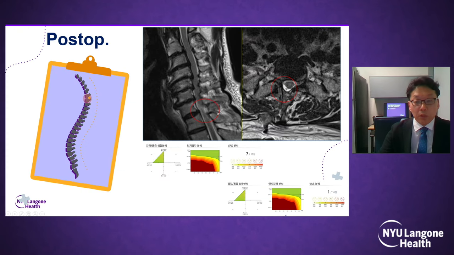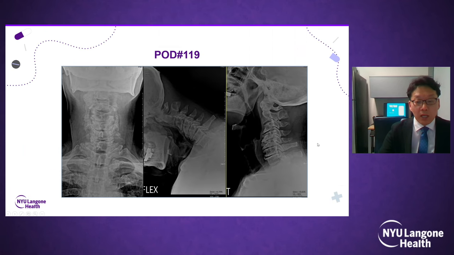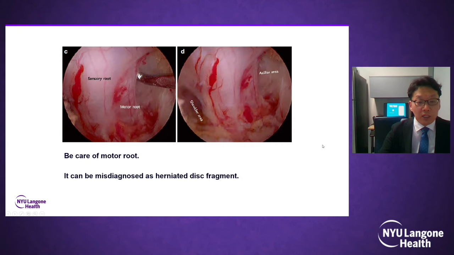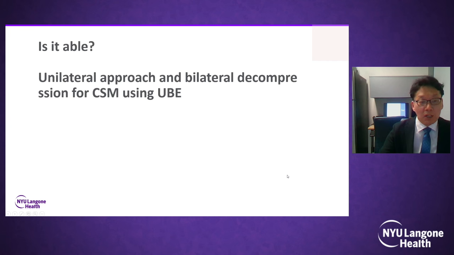Then this is the post-operative view, and the cyst was clearly removed, and the bulge was dramatically decreased. After 3 months, there was no instability. When we are doing foraminotomy, we should be careful to identify the motor root. It is divided from the sensory root. If there are some adhesions, it can be misdiagnosed as a herniated disc fragment. So be careful.